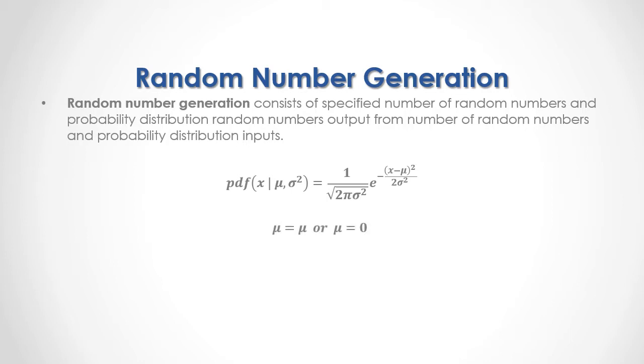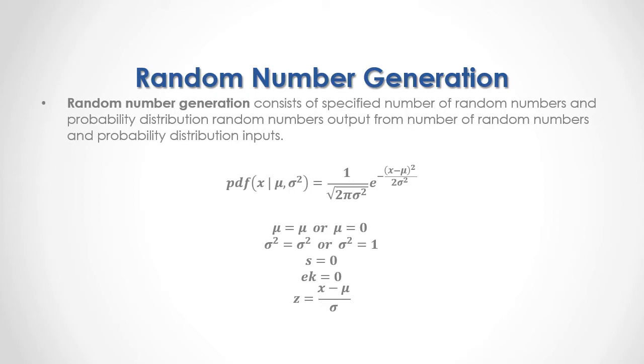The normal probability distribution has a mean equal to mu, and the standard normal probability distribution has a mean equal to 0. The normal probability distribution has a variance equal to sigma squared, and the standard normal probability distribution has a variance equal to 1. Normal and standard normal probability distributions have skewness equal to 0. Normal and standard normal probability distributions have excess kurtosis equal to 0.